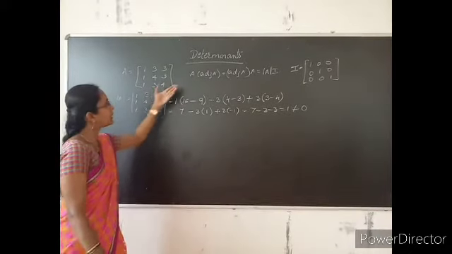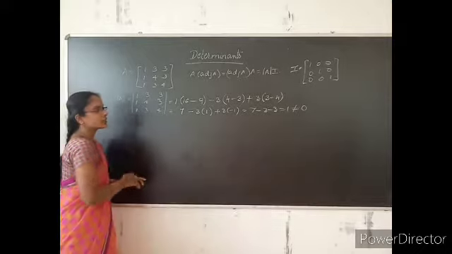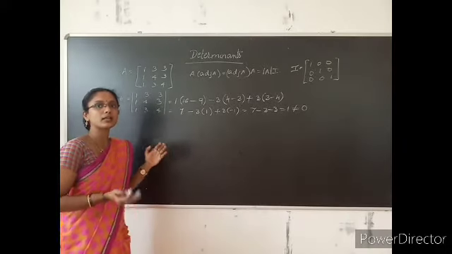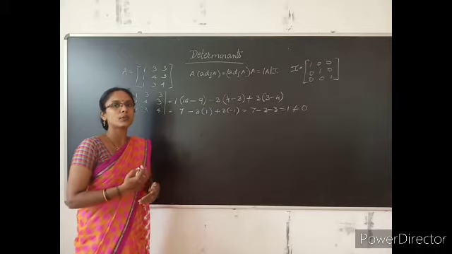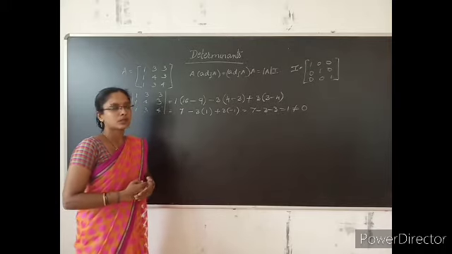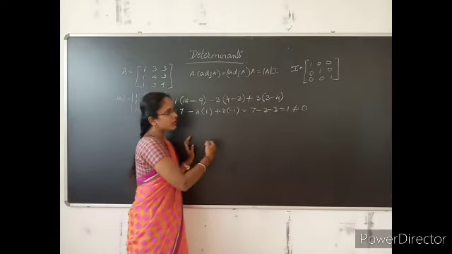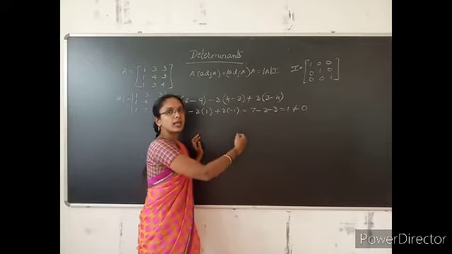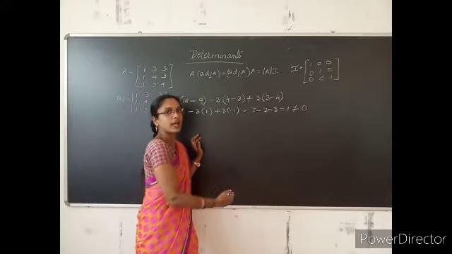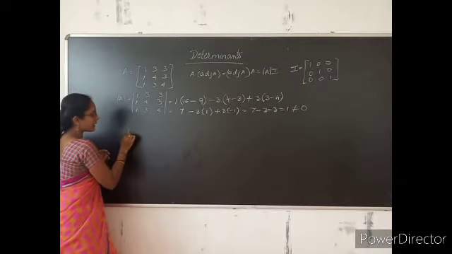Okay. Next, find the adjoint of A. So how to find the adjoint of A? Adjoint A is nothing but the transpose of the cofactor matrix. What do you mean? How to find it? One method is finding the cofactor of each and every element of a matrix. And there is one more easy method to find it.